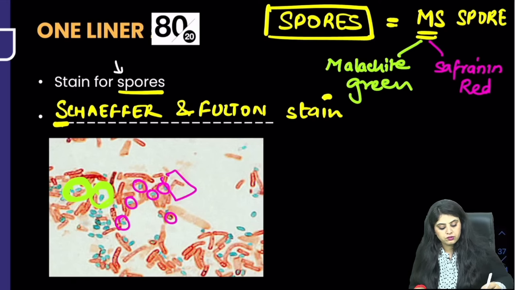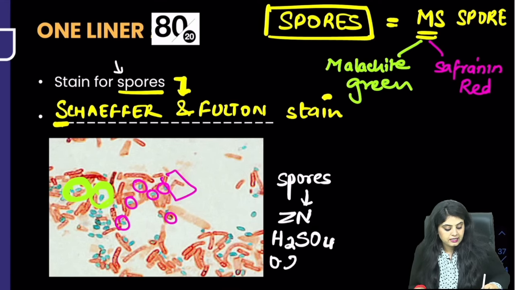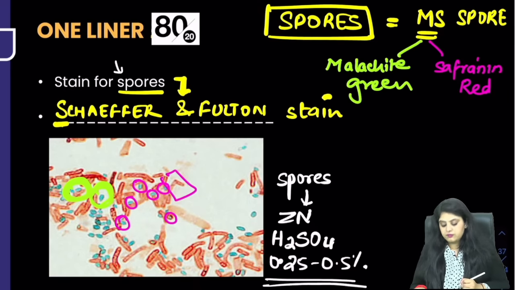It's so essential. ZN also gets used, absolutely. Of course, spores can also be stained, number one, by the Schaeffer and Fulton stain. Number two, spores can also be positive for ZN stain. But what is the concentration of H2SO4 that you will use? In that case, 0.25 to 0.5% H2SO4 concentration will be used.